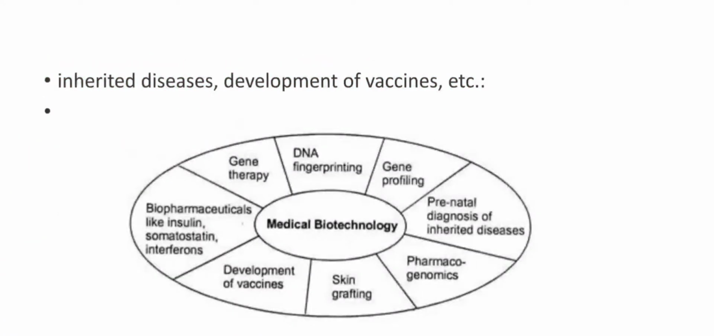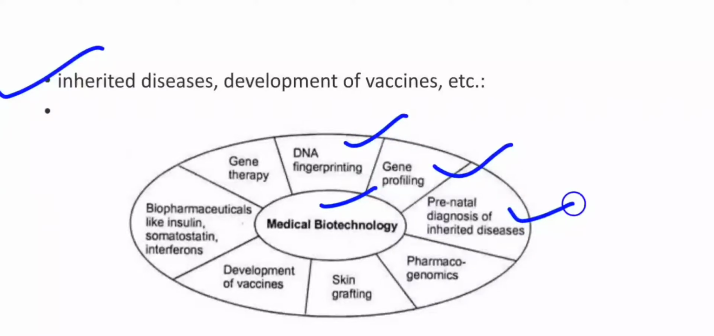Now, the biotechnology is also used to study the inherited diseases, and it also helps in development of vaccines. These are few branches like medical biotechnology, which is a branch of biotechnology in which we can use DNA fingerprinting to solve the paternity dispute. We can do gene profiling, we can do prenatal diagnosis of inherited diseases.